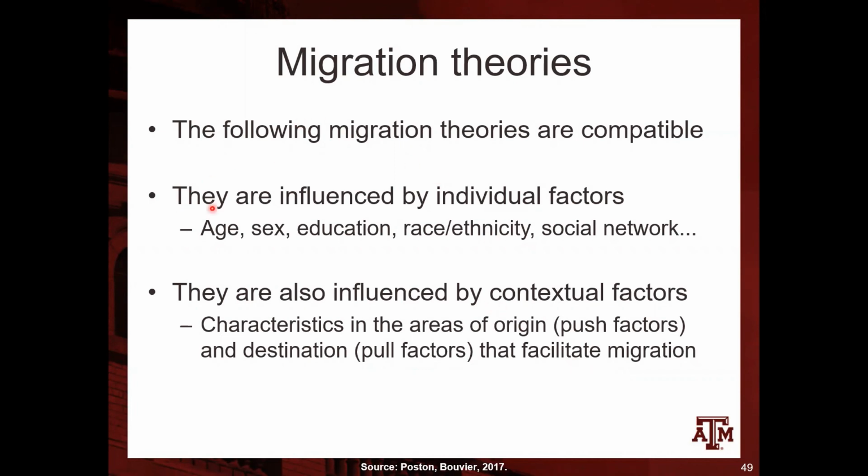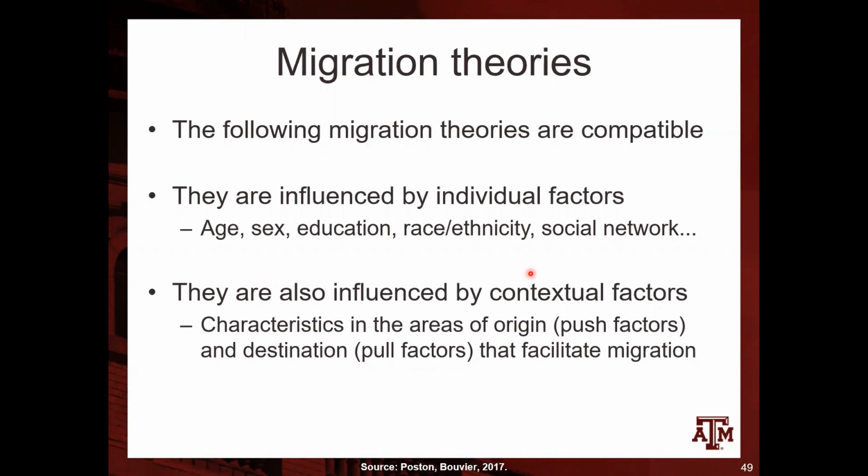And the idea is that migration flows are influenced by individual factors: age, sex, education, race, ethnicity, social network, as I mentioned before. But also, migration is influenced by contextual factors, characteristics in the areas of origin and destination that facilitate migration.